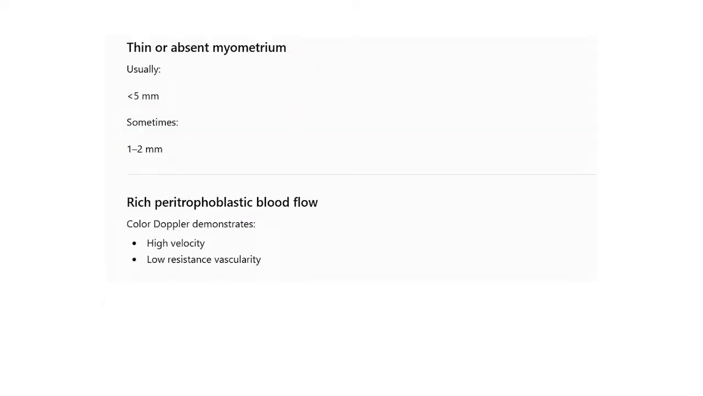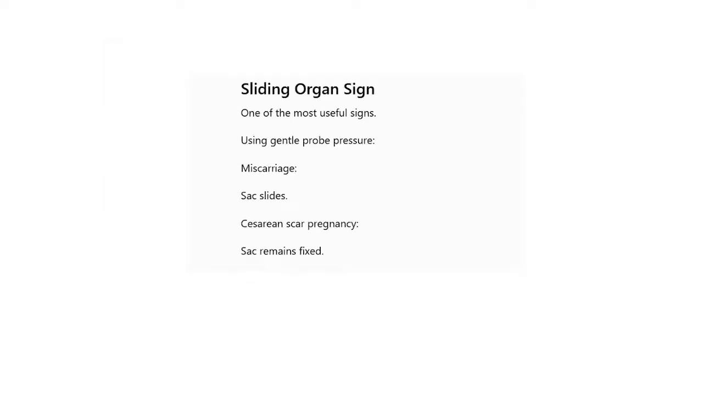Thin or absent myometrium, usually less than 5 millimeters, sometimes 1 to 2 millimeters. Rich peritrophoblastic blood flow. Color Doppler demonstrates high velocity, low resistance vascularity.